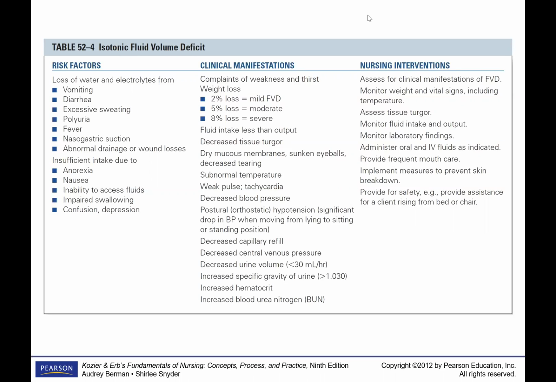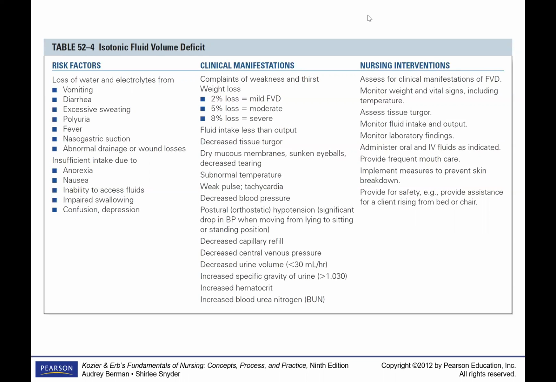They're getting a decrease in perfusion to the kidneys, so renal ischemia. So they're going to have less urine output. They are going to have an increase in the specific gravity of their urine. So the urine is going to be more concentrated because the body is trying to hold on to those fluids. An increase in hematocrit and an increase in the BUN.